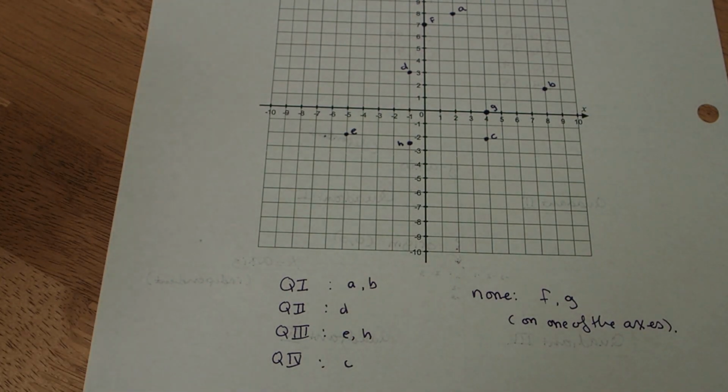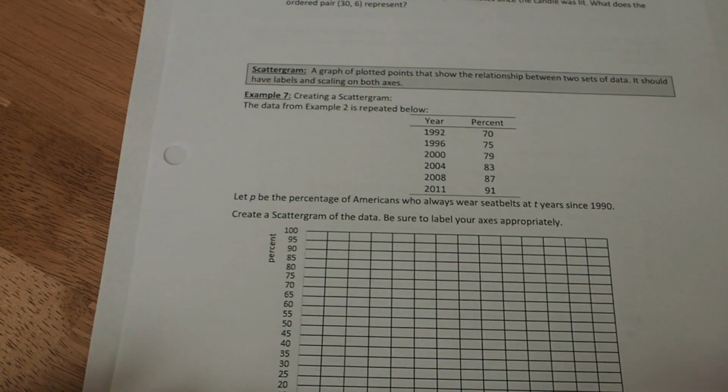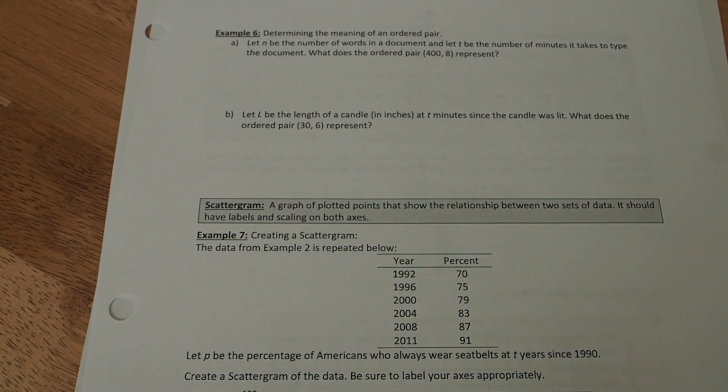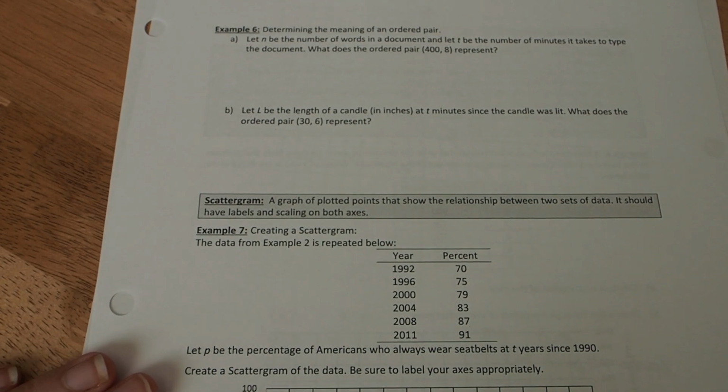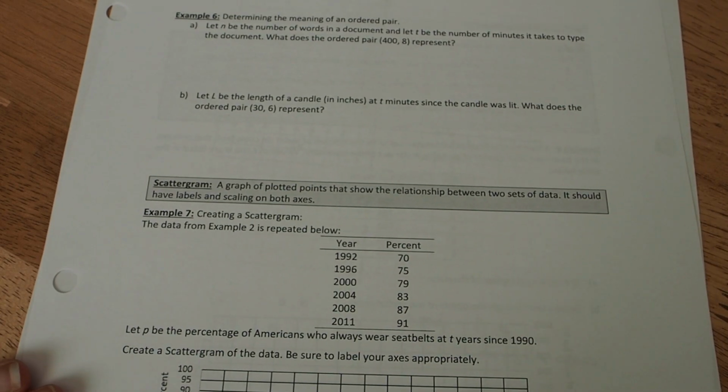Okay, let's go on to our next page. Example 6. This example is about determining the meaning of an ordered pair. Let n be the number of words in a document and let t be the number of minutes that it takes to type it.